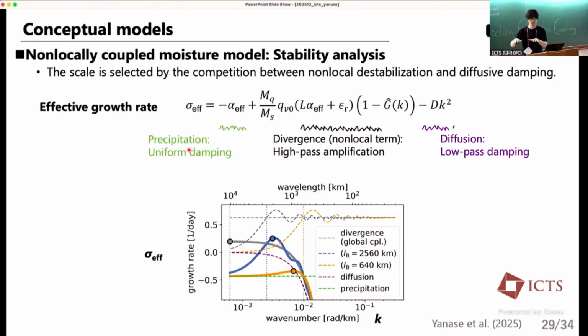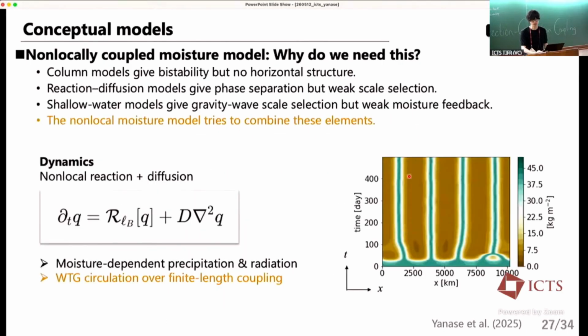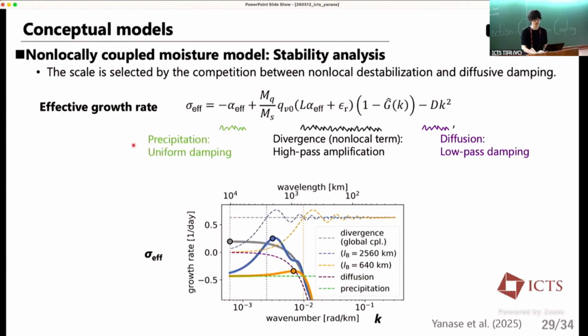So every perturbation can be suppressed by this term, and the diffusion term suppresses strongly the higher wave number structures. And this weak temperature gradient divergence term has a high-pass amplification effect, which means the largest-scale structure does not grow, but structures at intermediate scales or larger grow. By thinking about the balance between these three terms, we could derive the selection of intermediate-scale structures. So that is the result from the locally coupled moisture model, which incorporates the moisture dynamics as well as the gravity wave finite-scale coupling.